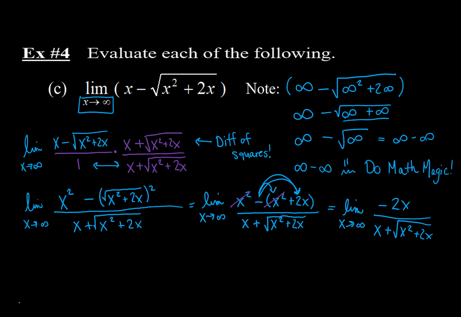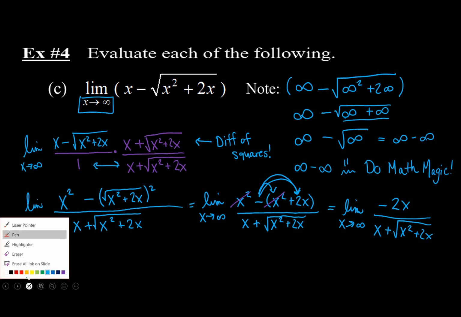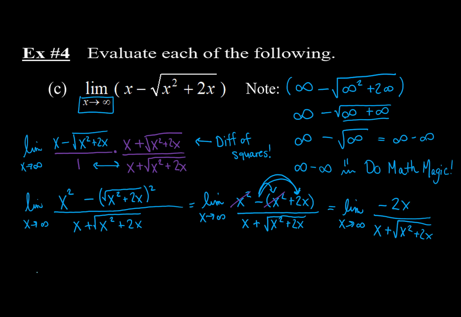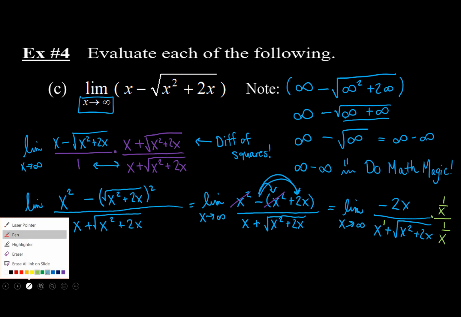All right, now I have a denominator, right? So if I look at the degree of the denominator, it's x to the 1. I know I have an x squared in the denominator, but that's inside a square root, so that also has an effective degree of 1. So I'm going to multiply the top and the bottom of this fraction by 1 over x.